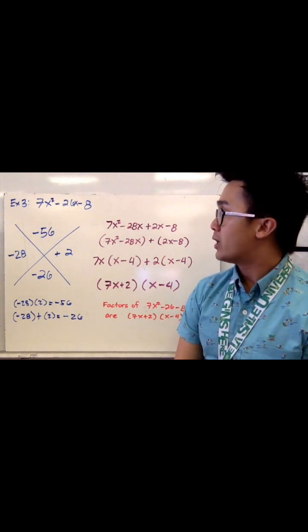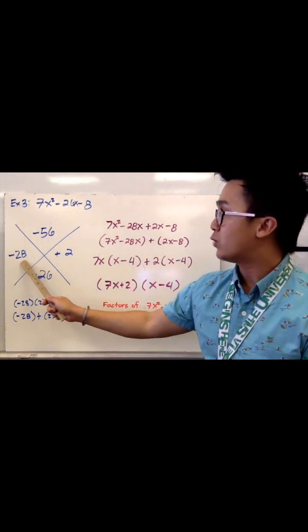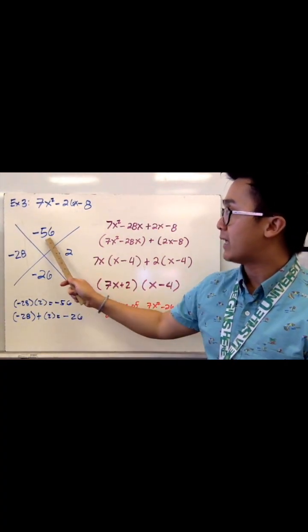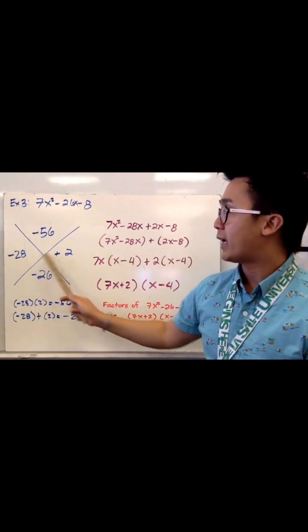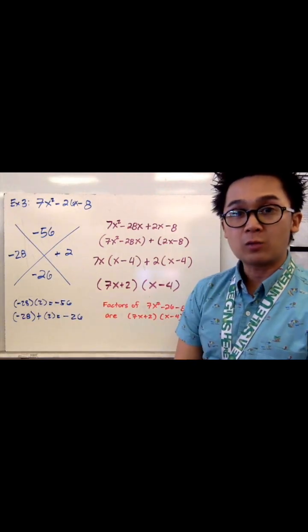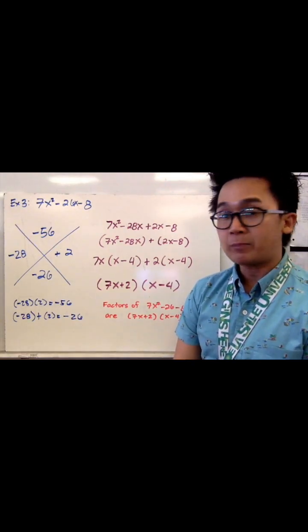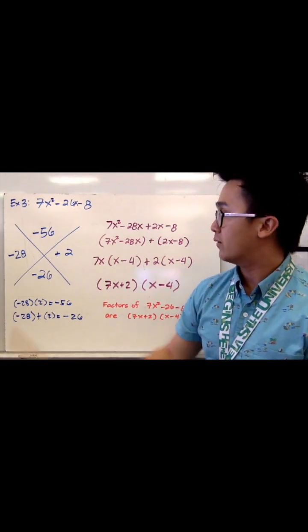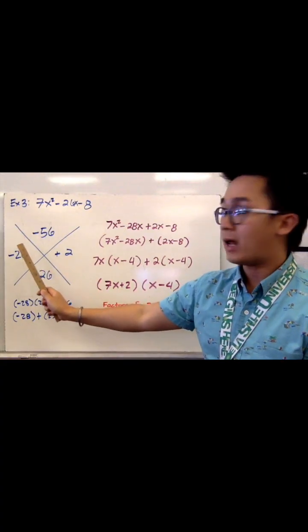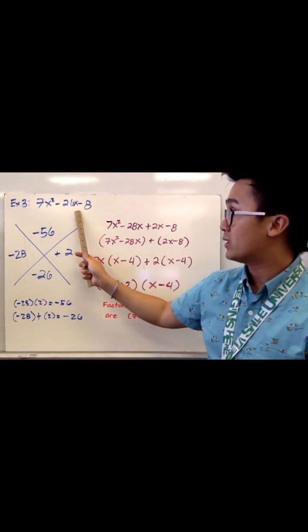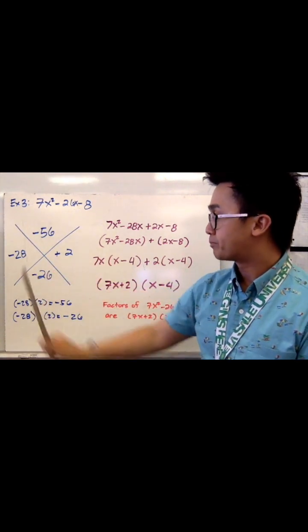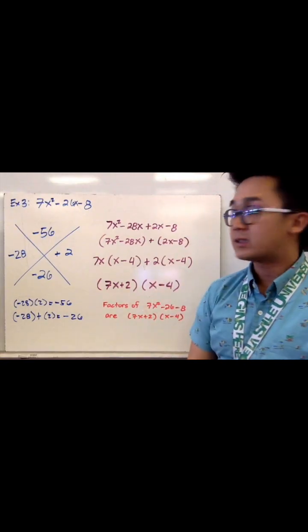And in this case, the numbers that we are looking for will be negative 28 and positive 2, because negative 28 times positive 2 is negative 56, and negative 28 plus 2 is negative 26. Now once again, sometimes it takes a while to find the factors, so be patient in finding the numbers that we're looking for, just to complete the puzzle that will help us factor 7x squared minus 26x minus 8.